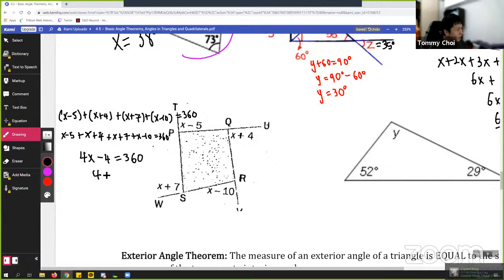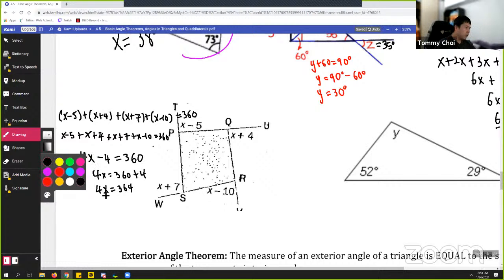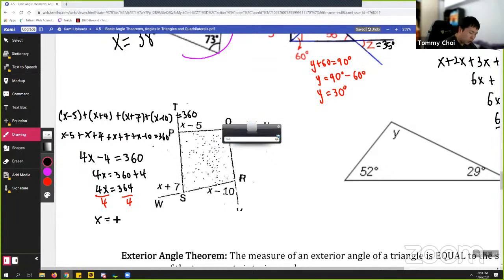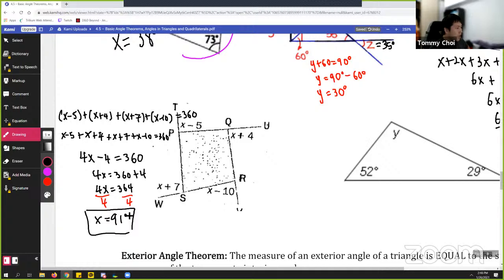Moving the minus 4 to the other side, 4x is equal to 360 plus 4. And then we divide by 4 on both sides. And that's going to give me x is equal to 364 divided by 4, which is 91 degrees for x. So for x, we get 91 degrees. And we're going to use that to solve for all of our angles.